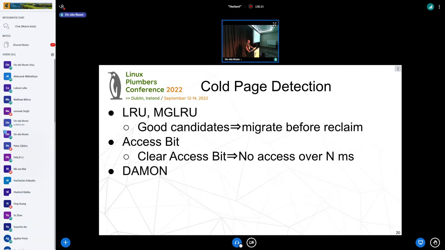Seems like for this application, just the access bit is not really sufficient because it doesn't tell us anything about the rate of accesses to a given page, just whether there was an access since the bit was cleared. Has there been any look at hardware performance counters, or possibly talking to the hardware people about getting more useful performance counters for this?